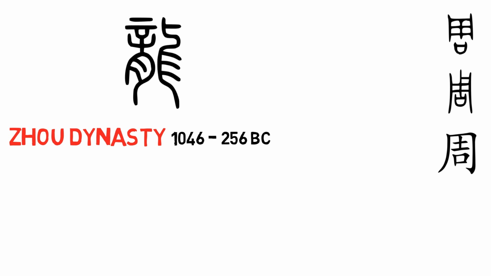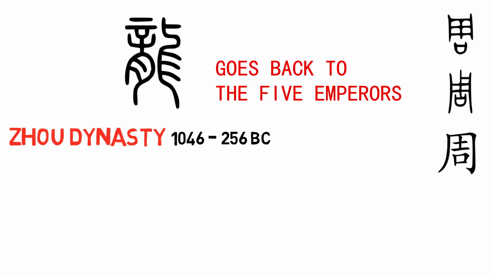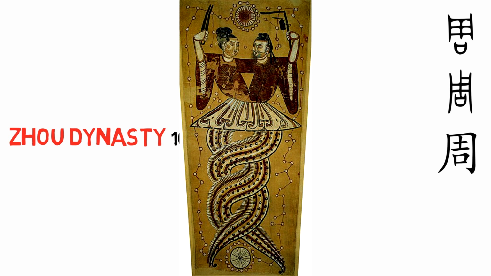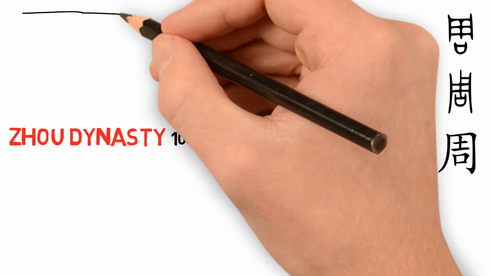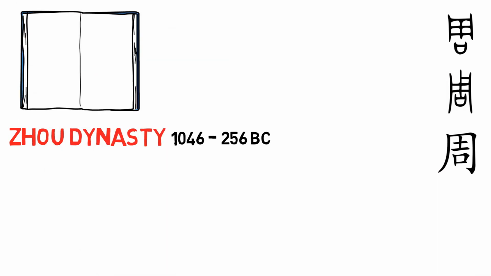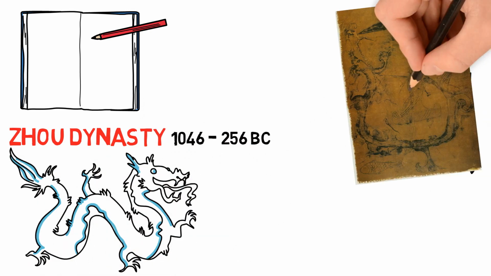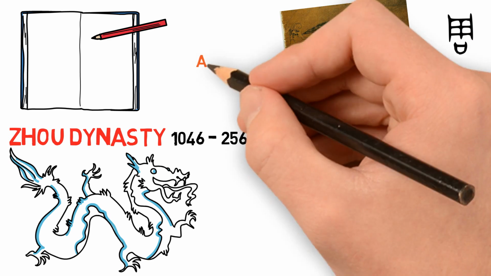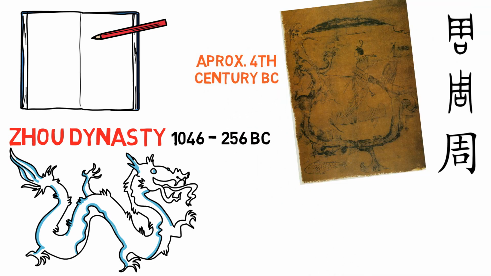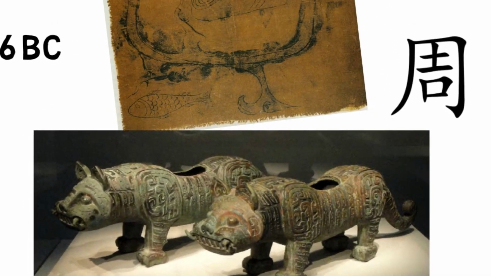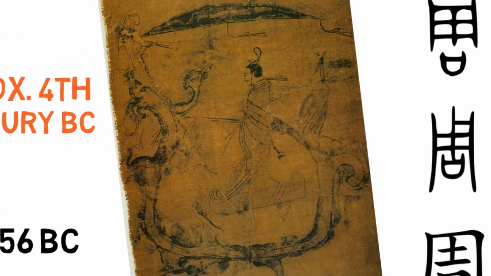The use of dragons as a symbol of China goes back to the 5 emperors, who were supposedly created by 2 half-human, half-dragon spirits. But that story was only written around 1,000 years later than when they supposedly existed. So the Zhou dynasty seems to be the first use of the dragon. In this depiction, around the 4th century BC, we can see a man riding a dragon.